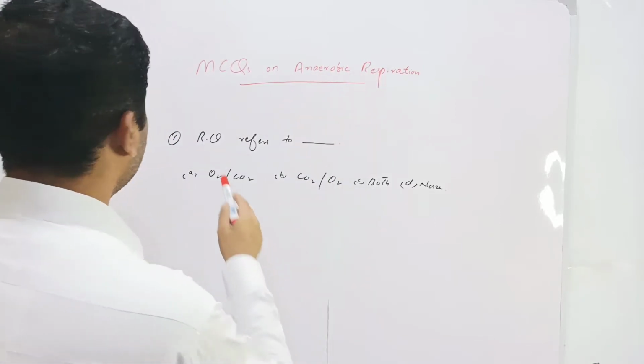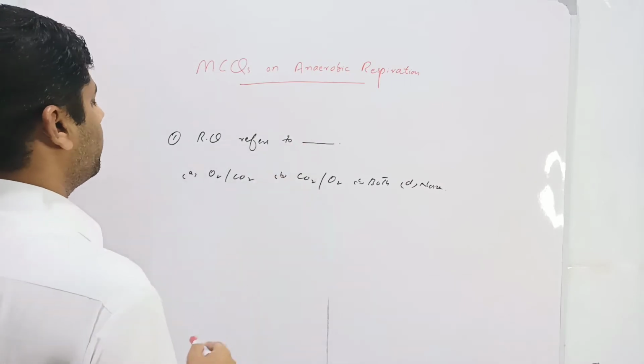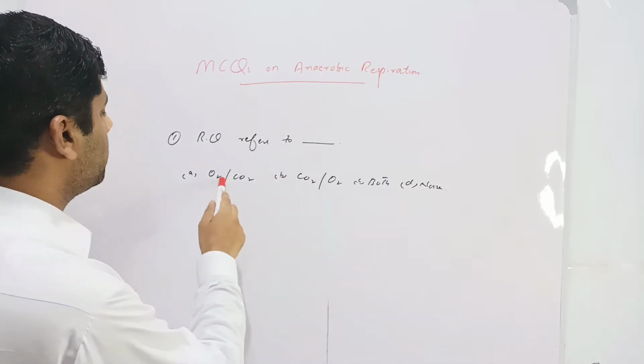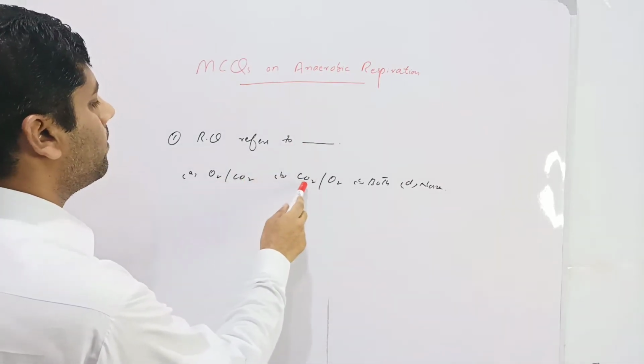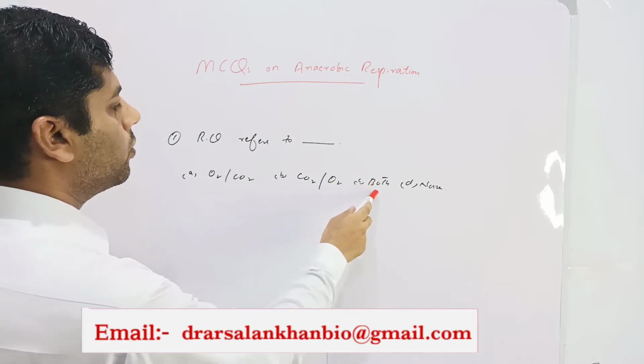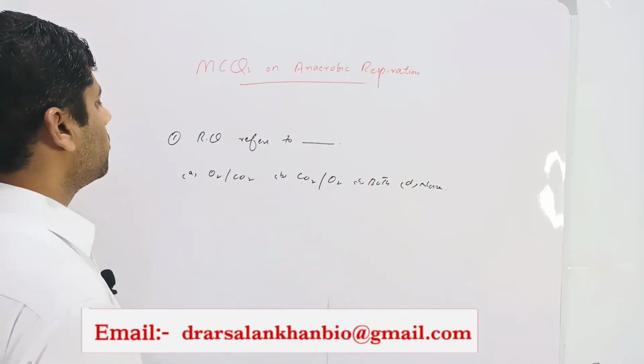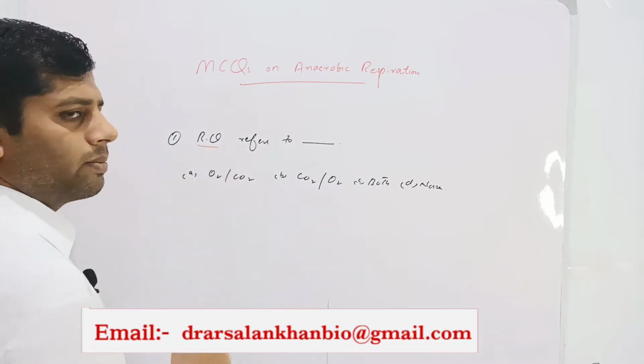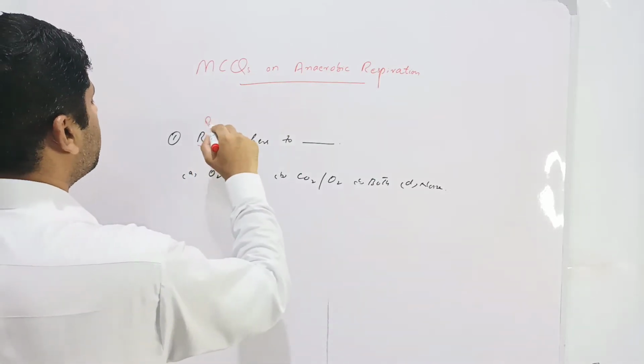The first question is RQ refers to dash. Given options are oxygen to carbon dioxide ratio, carbon dioxide to oxygen ratio, both or none. So first of all we should know about the term RQ. It means respiration quotient.